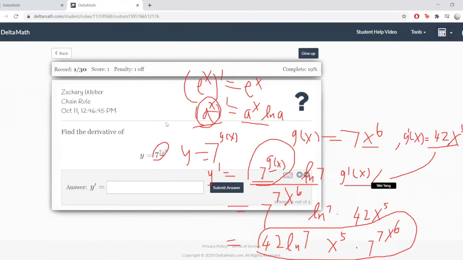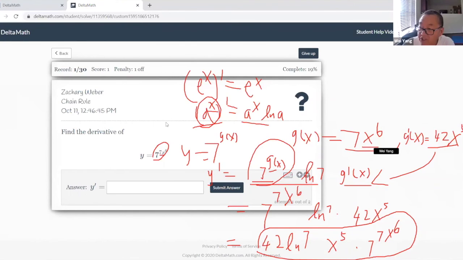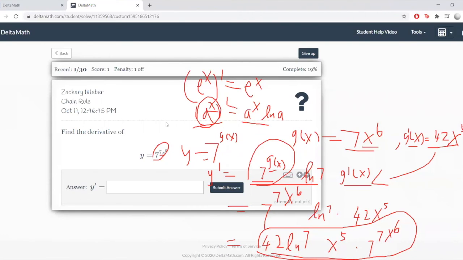Gx, you know, this one is a polynomial function, very easy. Derivative of this one just equals 42 times x power 5. Then you times that one here, then simplify, then you got this one. Yes, sir. Yeah, you can input the answer here. But the bit that I don't understand is this, the log 7. Yeah, log, ln 7.